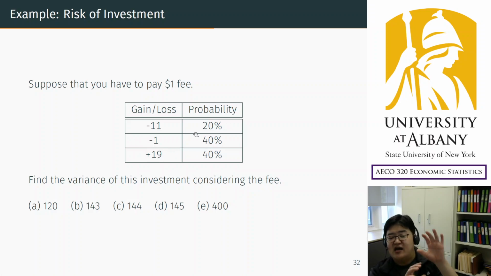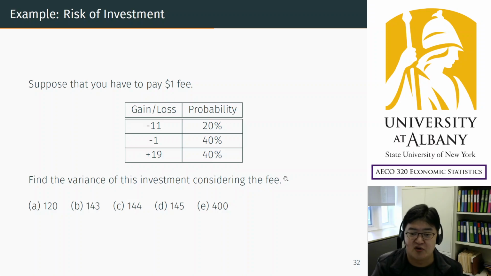This way, I changed the numbers a little bit, and it's your turn to calculate the variance. Try the algebra and see what the variance is in this table. Pause the video. Okay, assuming that you have finished your algebra, I'm going to show you the step-by-step solution.